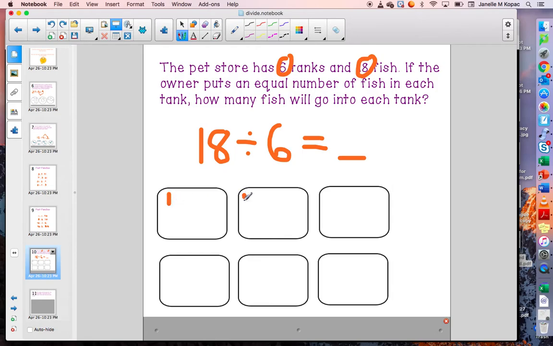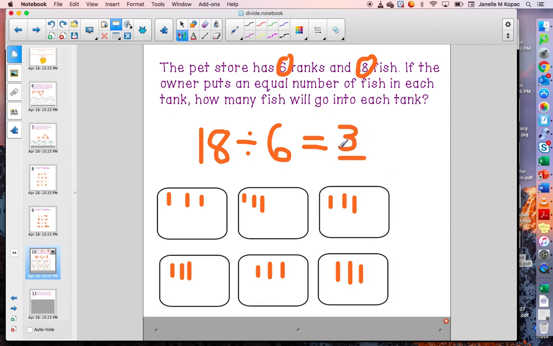1, 2, 3, 4, 5, 6, 7, 8, 9, 10, 11, 12, 13, 14, 15, 16, 17, 18. We stopped there because we were only sorting 18 fish. So take a look at your fish tanks. How many fish are in each tank?